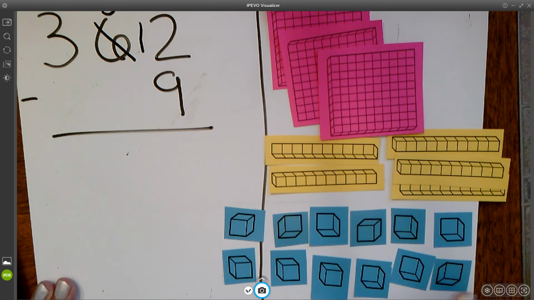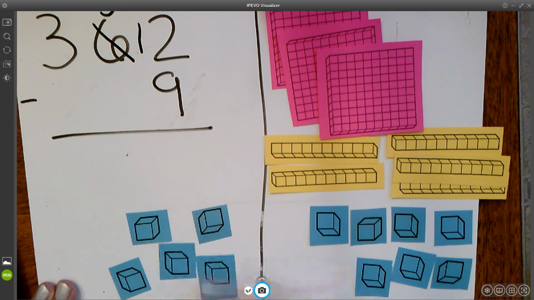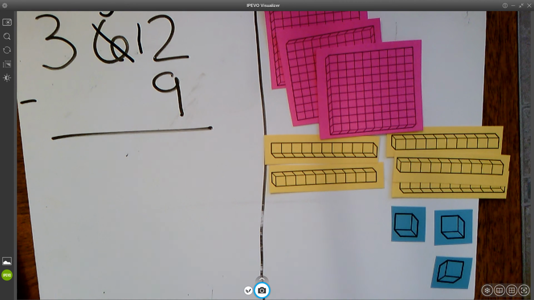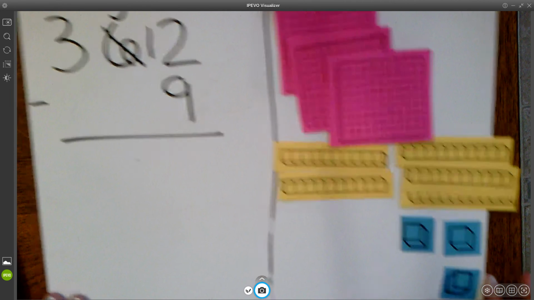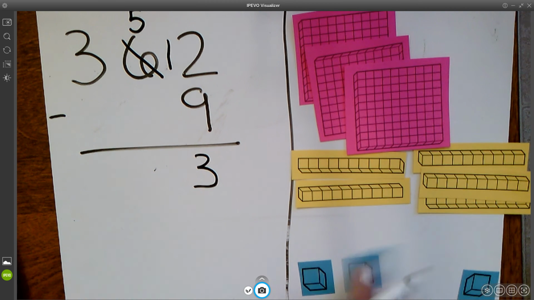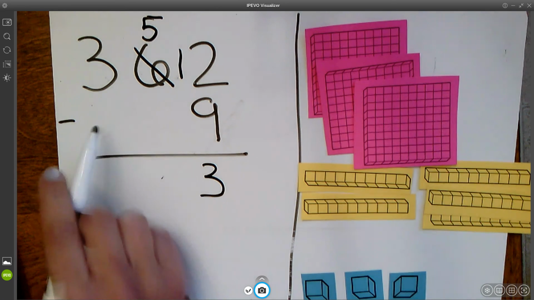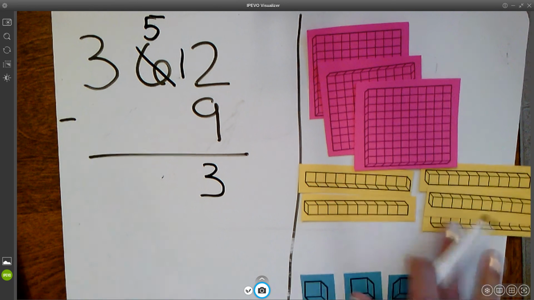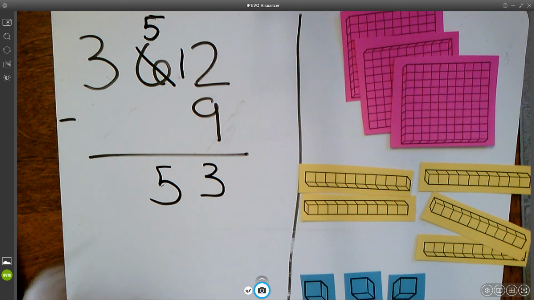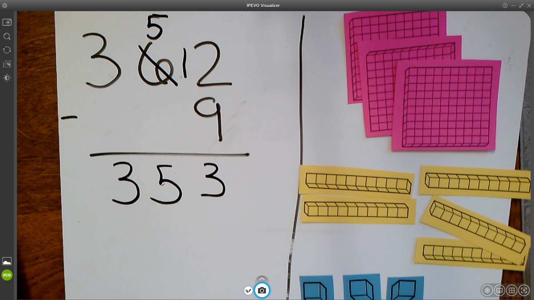So if I take away 9 from this 12, 1, 2, 3, 4, 5, 6, 7, 8, 9. How many ones are we left with? We are left with 3 ones. 1, 2, 3. And now, right now I have my invisible zeros in the tens and hundreds place. So I still have 5 minus 0 is still 5. And 3 minus 0 is still 3. So your answer is 353.